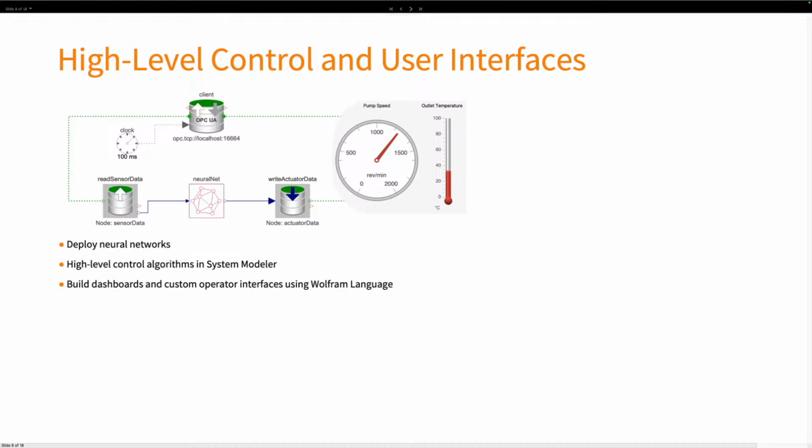We could also prototype and develop other high-level algorithms for controlling our system and run them in real time against the real system. Another option is to build dashboards and custom operator interfaces using Wolfram Language. This can be extremely useful, for example, in lab settings, where we might do a wide variety of different experiments using the same equipment. Then you can build tailor-made control panels that are targeted to the needs for operating and monitoring your specific experiment.